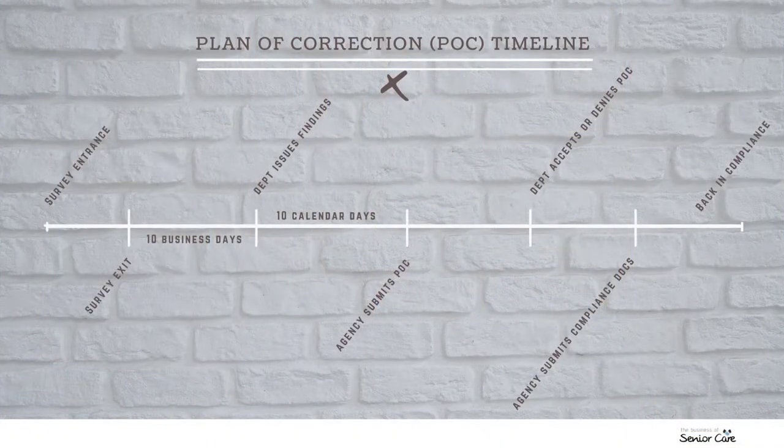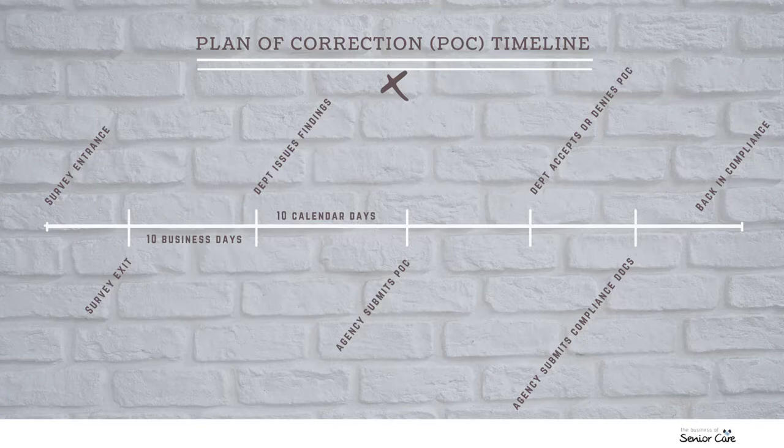So to do that, let's quickly take a look at a nice visual of what the survey process and its timeline look like. All right, here's the visual for the survey and plan of correction timeline. As you can see, all the way on the left, it starts when the surveyor enters the doors, when the survey starts, either in person, physically, or over the telephone, and either a complaint or recertification survey. All the way over to the right is when the agency gets put back in compliance by the health department. Those are the two bookends of the survey and plan of correction process.